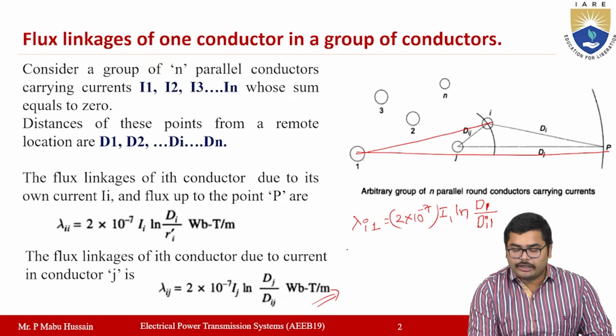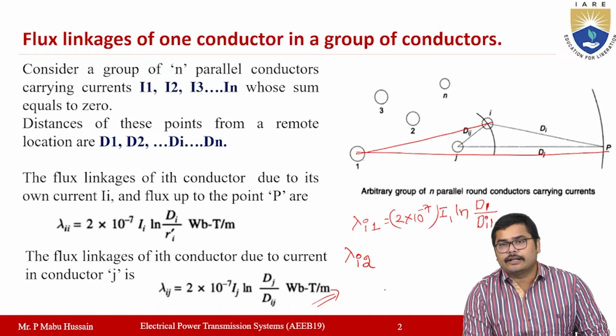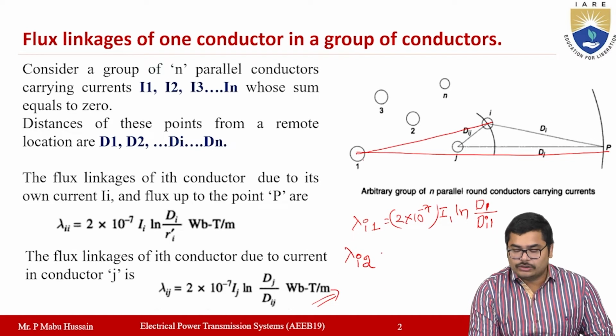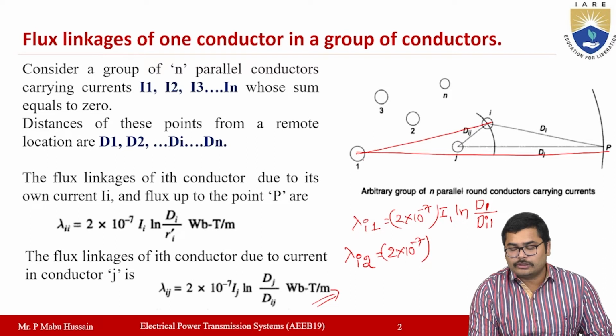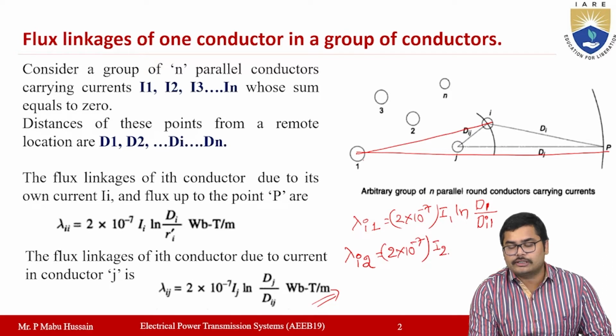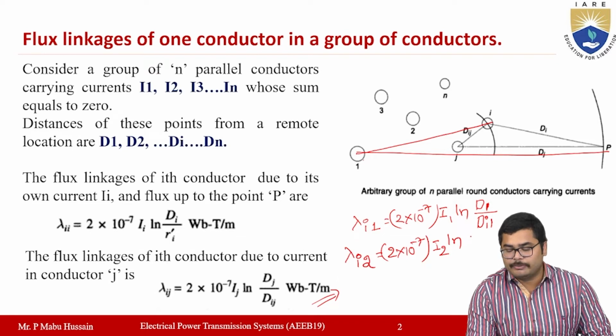So in a similar way, you can develop the flux linkages of the ith conductor due to current flowing in the second conductor, which is lambda i2. This will be equal to 2 into 10 power minus 7 into I2 ln, where the distance from the second conductor to the remote location will be d2, and the distance from the ith conductor to the second conductor is di2.